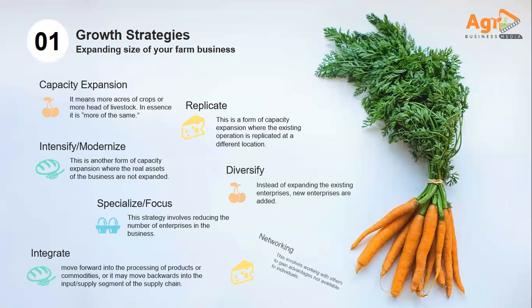Then the fourth one is networking. And this involves working with other players to gain advantages that may not be available to you. And it involves leveraging the activities and resources of your business operation. So it may also increase the efficiency of your business operation and can be used for either vertical or horizontal expansion. Networking can also be accomplished through informal arrangements, contracts, or various types of joint ventures.